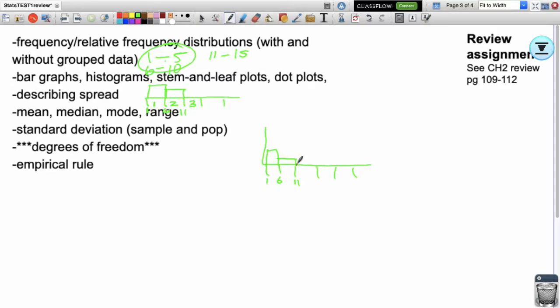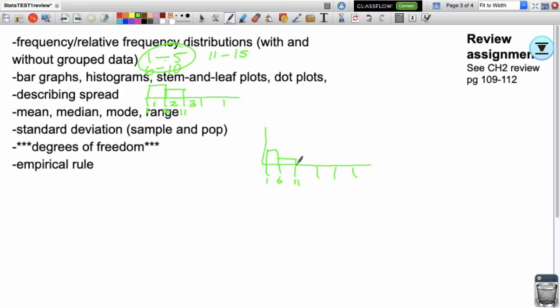You need to be able to do mean, median, mode, and range. Okay? Mean is the same thing as your average. Add them all up and divide by how many. If you are doing the mean of grouped data, you need to find your midpoint and then your frequency, and you need to use a calculator. I'm not going to ask you to do any of these calculations by hand. You're all going to have a graphing calculator sitting on your desk. Okay? So you just need to know how to do it.